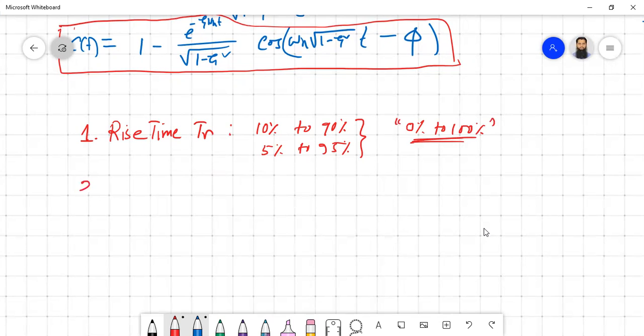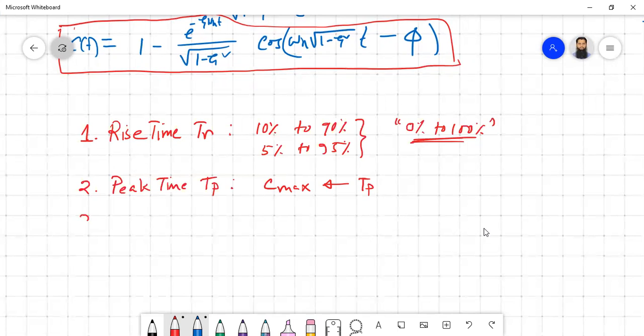Then the second specification that we have is peak time. Peak time is the time it takes to reach the maximum value. So this is the output, Cmax. The time it takes to reach Cmax, that is called your peak time.